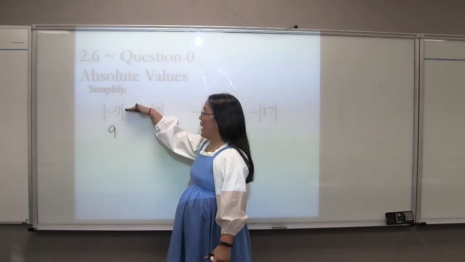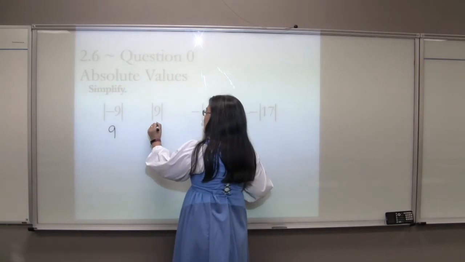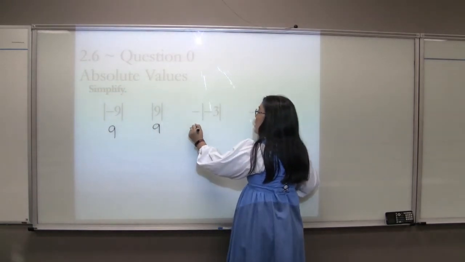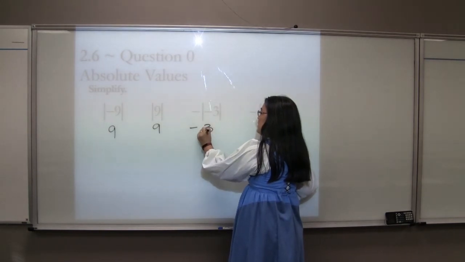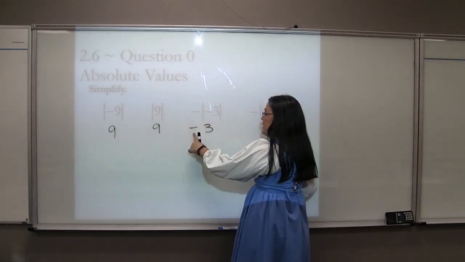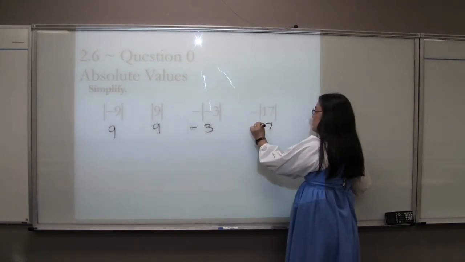All right, so the absolute value of -9 is +9. How far is 9 away from 0? It is 9 spaces away from 0. Groups first. How far is -3 away from 0? It is 3 spaces away from 0, and this negative just comes down. How far is 17 from 0? It is 17 spaces from 0.